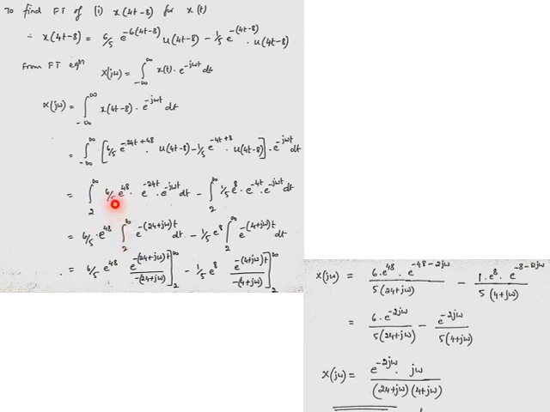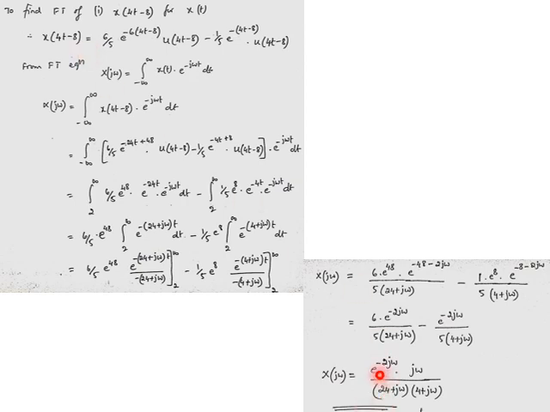Out of this, 6 by 5 e to the power 48 is a constant taken outside. For the second part, 1 by 5 e to the power 8 is a constant taken outside. So the only integration remaining is e to the power minus 24t into e to the power minus j omega t. For the second portion, e to the power minus 4t into e to the power minus j omega t. They are clubbed together, taking the integration and applying the integration limits. So after simplification, I can find the X of j omega for x of 4t minus 8.